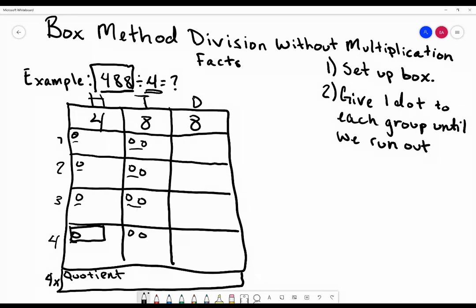And we have run out of dots to give away, and each group has the same number of dots inside, which means we don't have any extras. So we'll go ahead and box in that bottom group so that when we fill out our quotient at the bottom, we know that we'll put a 2.